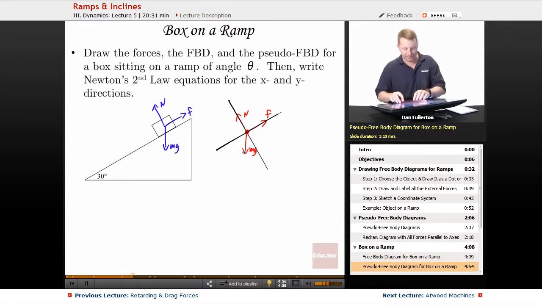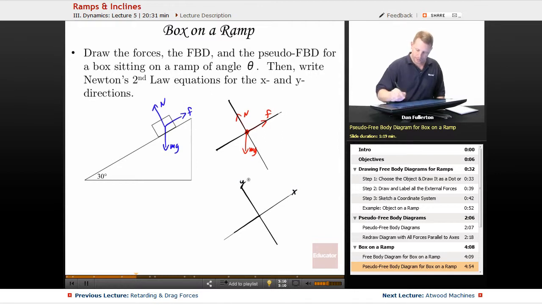And separately, again, separate diagram, can't emphasize that enough, our pseudo free body diagram. X, Y. There we go. We've got our frictional force, our normal force, and now breaking up our weight into a component parallel, mg sine theta, and perpendicular, mg cos theta.